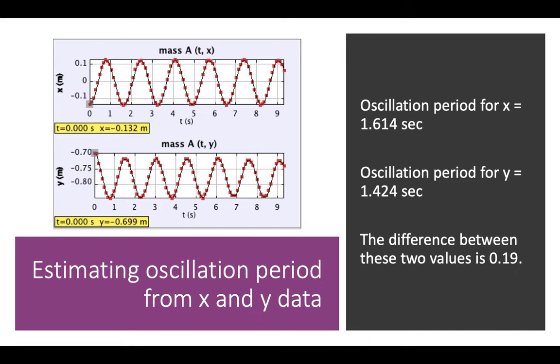For the second question, we estimate the oscillation period from our x and y data, and we determine that for the x data, the oscillation period is 1.614 seconds, and for the y data, the oscillation period is 1.424 seconds. The difference in oscillation periods is 0.19 seconds. This difference could be due to the fact that the forces acting on the object in the x direction are due to the mass of the object and the spring constant, whereas the forces acting on the object in the y direction include the force of gravity.